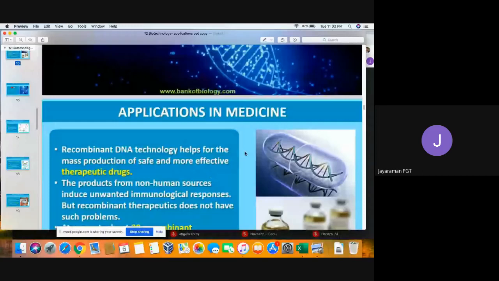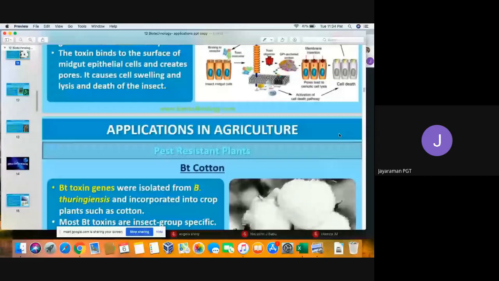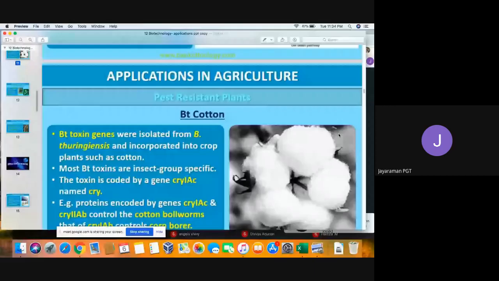Application in agriculture, as we discussed, two important things: BT cotton, how the BT cotton is produced. BT means Bacillus thuringiensis. This is a bacteria that produces a gene called the Cry gene. That Cry gene is for its own defense. That gene is used as a pesticide. That means they introduce it in the plant, and the plant pests are killed by the gene.